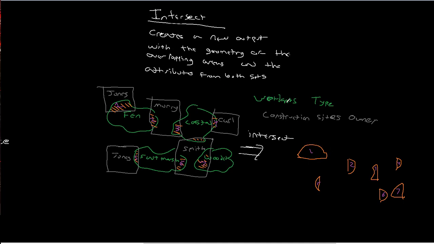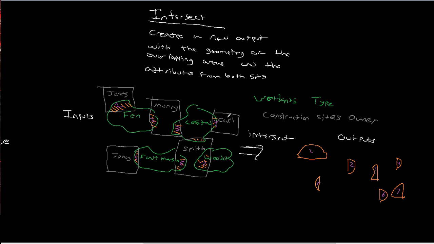We had 2 inputs: wetlands, which were these oblong shapes, and construction, which were these gray rectangular sites. Anywhere that they overlapped, we created a new weirdly shaped polygon in the outputs. This is the outputs, and these are the inputs. So it creates a new output with the geometry of the overlapping areas and the attributes from both sets.